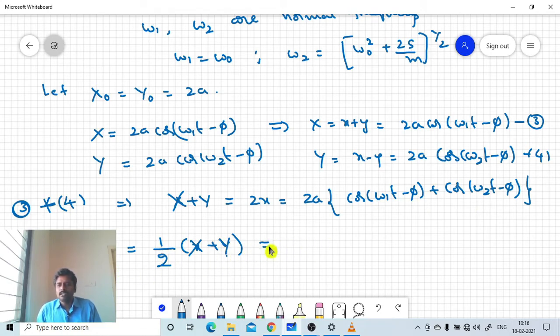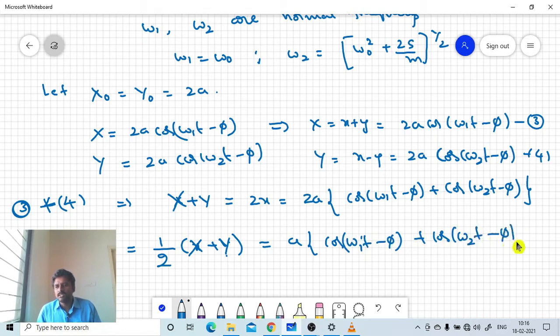So then x is equal to small a into cos of omega 1 t minus pi plus cos of omega 2 t minus pi. These are the values we will get. This is the value of small x.